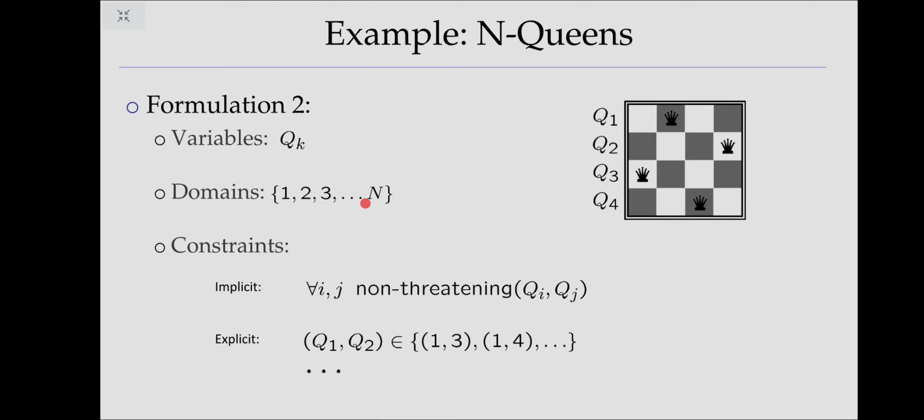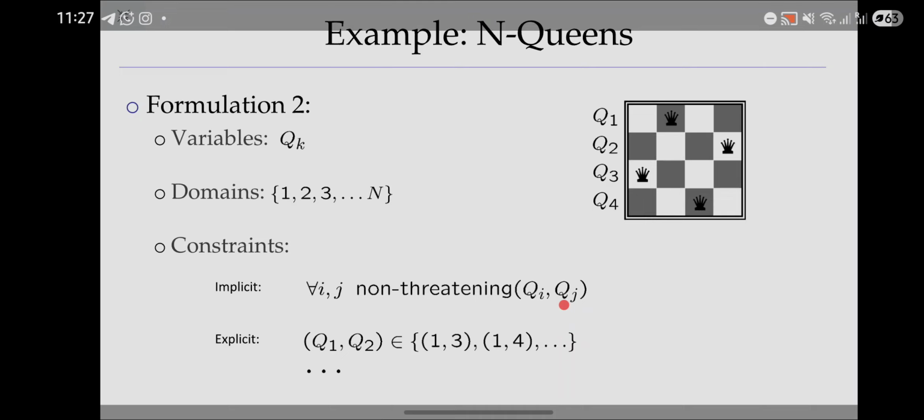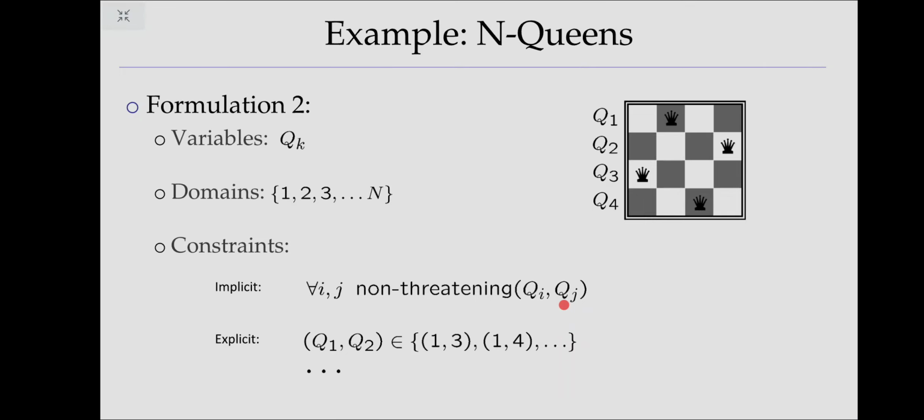And the constraint. The constraint can be implemented implicit or explicit. For implicit, I say that not treating Qi and Qj. It is a procedure. In this procedure, check 3 parts. No repeated queens in row, no repeated queens in the column, no repeated queens in the diagonal.